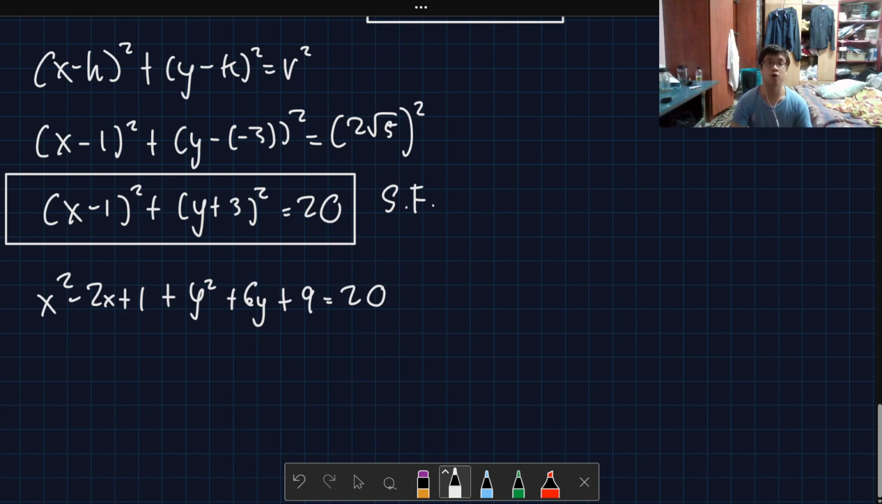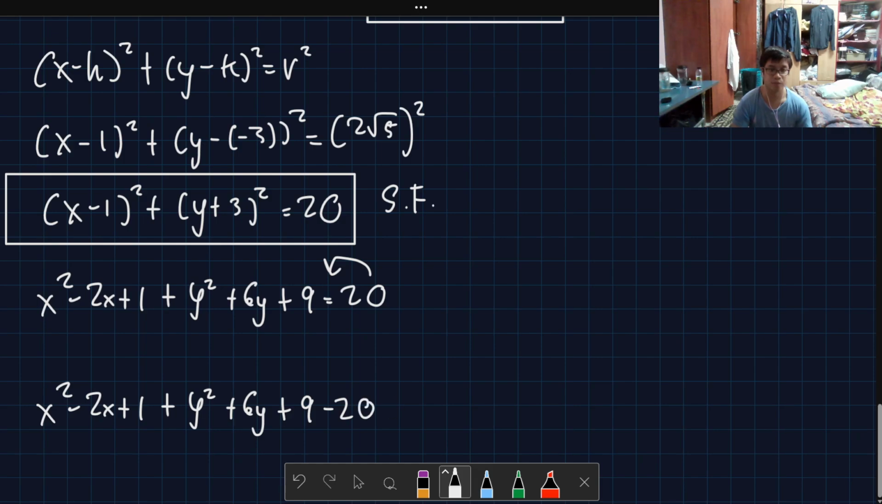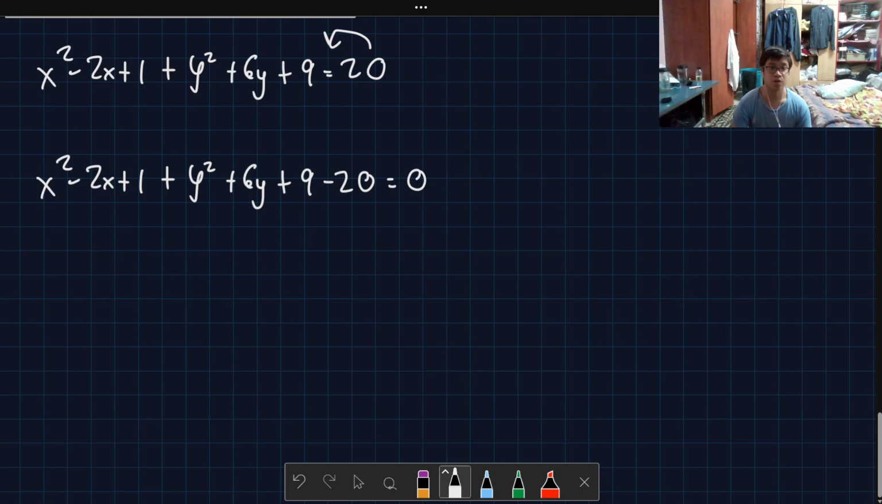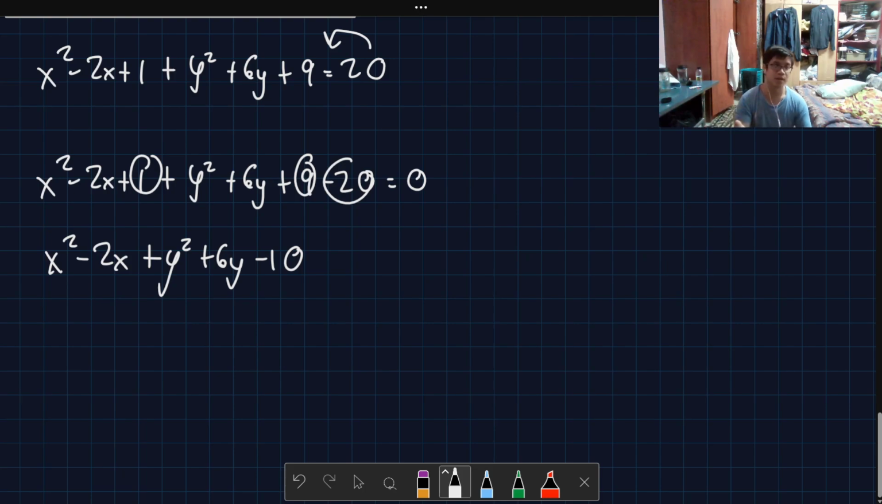Then we're going to group all terms on the left side. So let me just copy this. Transpose 20 to the left, so it will become negative 20 is equal to 0. Then here we're going to combine like terms. The only like terms are the constant terms: we have 1, 9, and negative 20. Adding them all together gives 1 plus 9, 10, minus 20, negative 10. So you will have x squared minus 2x plus y squared plus 6y minus 10.